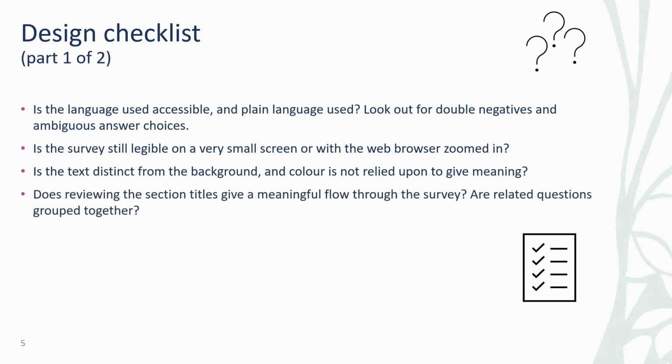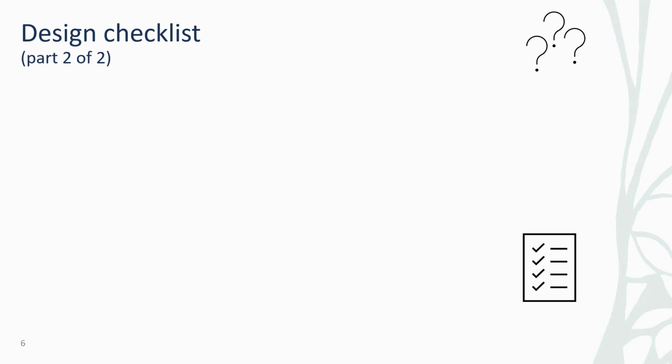Does reviewing the section titles give a meaningful flow through the survey? A survey with good structure will be more understandable for everyone. Using unique and meaningful section headings will improve the intelligibility and navigation of the survey, and encourage the survey designer to group similar questions into themes, reducing the cognitive load required for respondents to respond.